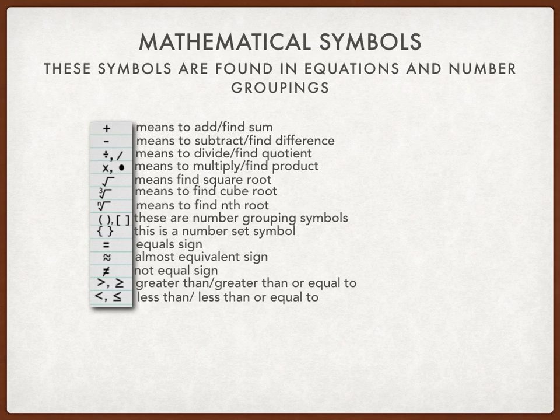The greater than sign opens up towards the number that is greater, and the greater than or equal to sign opens up towards the number that is greater and has a line underneath it. The less than sign points towards the lesser number and opens towards the bigger number, and the less than or equal to sign shows that the smaller end is at the smaller number and the bigger end is at the bigger number, and it has a line underneath it.